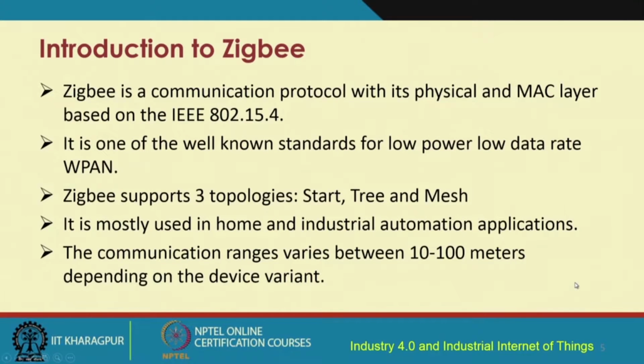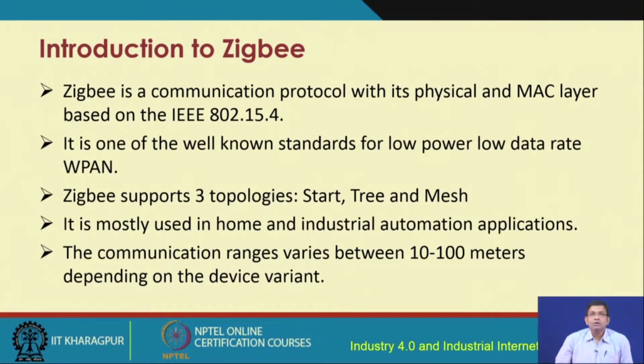Just a recap, XBee is a communication protocol that is used for mid-range communication, and it follows the specification of IEEE 802.15.4. It is one of the very well known protocols for IoT, whether for home based applications or for industry based applications. It is very popular for low data rate, low power communication in wireless personal area networks. There are different topologies supported by XBee: star topology, tree topology and mesh topology.